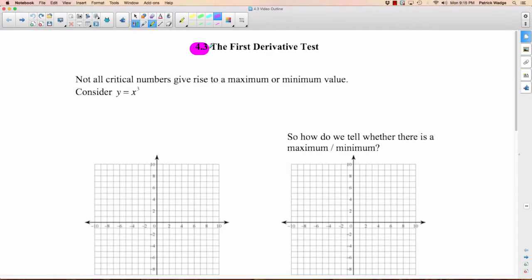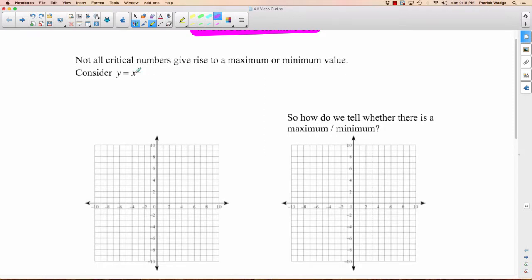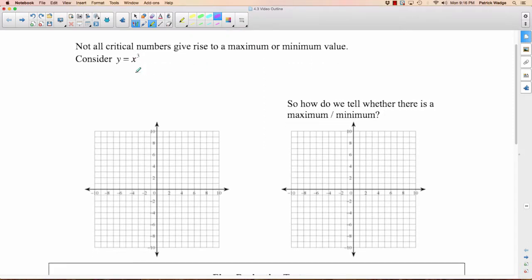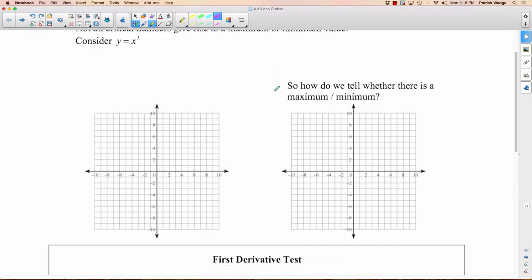3.3 is called the first derivative test. Not all critical numbers, remember we learned about critical numbers last time, it's when you take the derivative and find the values where the derivative is equal to 0 or doesn't exist at all. And it's not the case that all critical numbers give rise to a maximum or minimum value. Last time we saw a bunch that did, but that won't always be the case. Because consider, for example, if we were going to graph y equals x cubed.